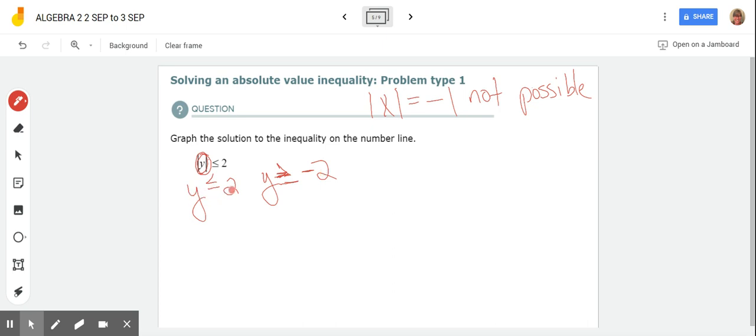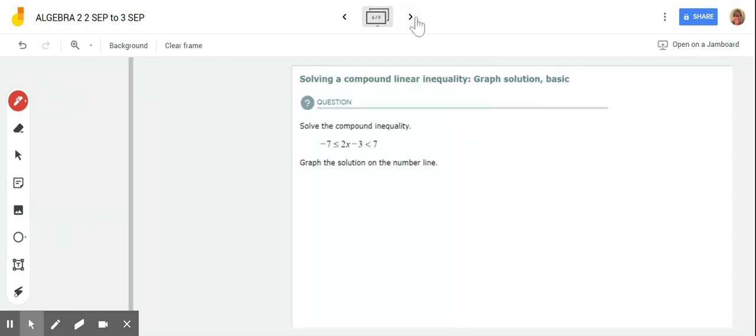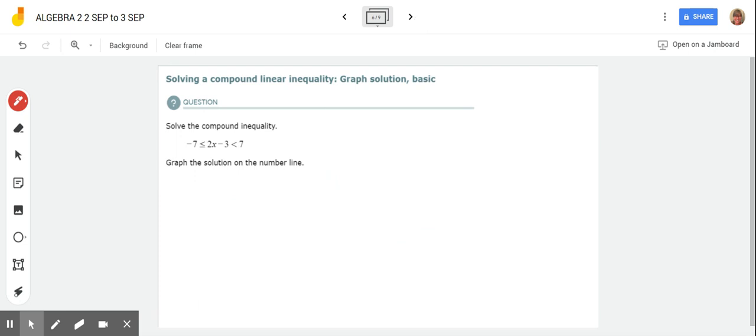And it says y is less than or equal to 2, or y is greater than or equal to -2. Here's your number line, 0, 1, 2, 3, -2, solid dots at both locations. It says y is less than or equal to 2, but greater than or equal to -2. So it's between there. All right, moving on. Solve the compound inequality.